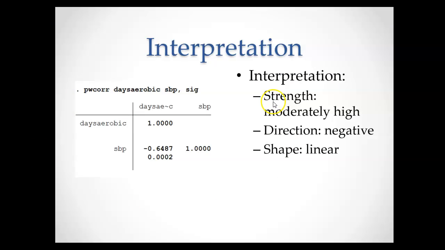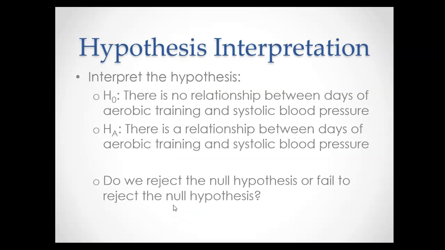So in this case, what's the strength of the relationship? We look at this number, and it's 0.64, so it's a moderately high correlation. And it's negative, which makes sense. You would expect someone's blood pressure to go down if they were more aerobically active. And then the shape of the relationship is linear. So what would we do? Would we reject or accept our null hypothesis? Our null hypothesis was there's no relationship between days of aerobic training and systolic blood pressure. So we would want to reject that null hypothesis because we looked at that and there was a relationship.